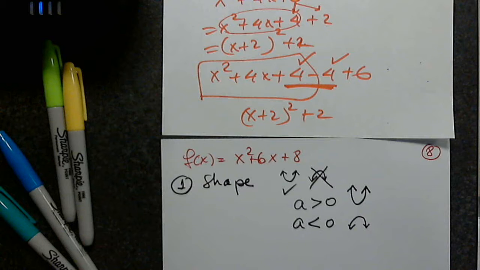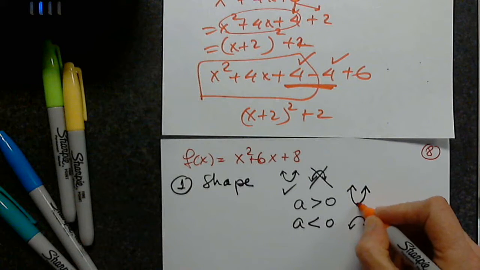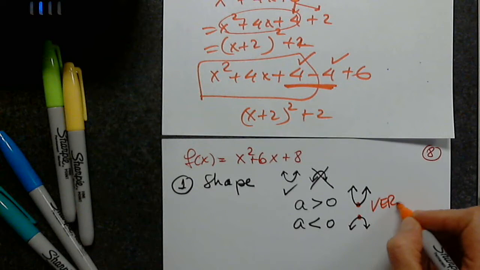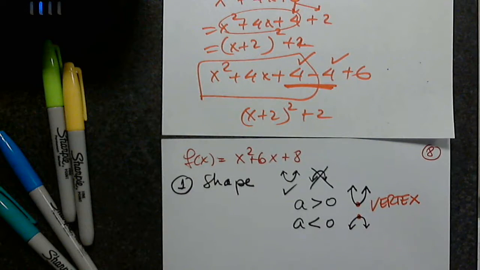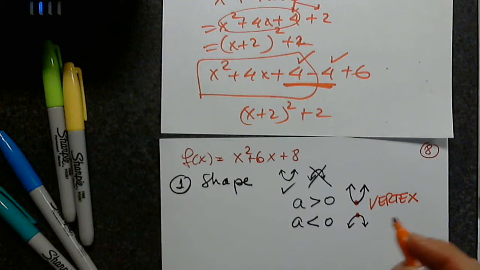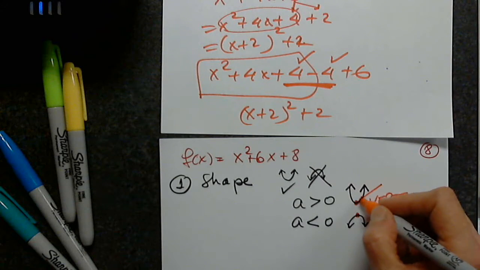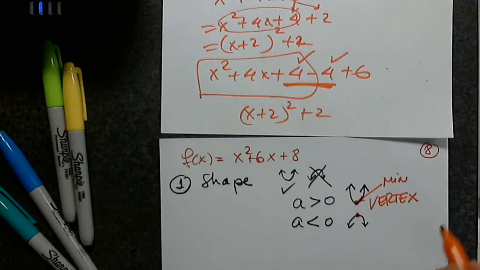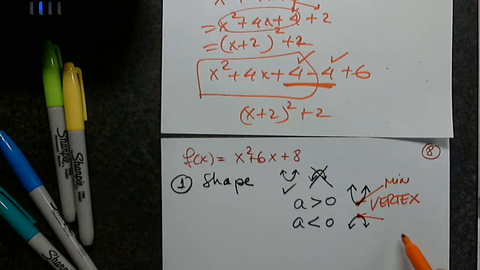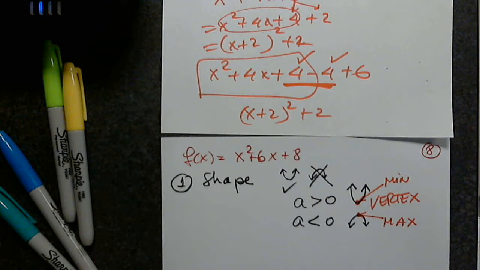So now, this point and this point, both of them are called vertex, plural vertices. Only the quadratic function has a vertex. No other function has a vertex. And this in this case is a minimum. And this one in this case represents a maximum, very good. Step number 2.